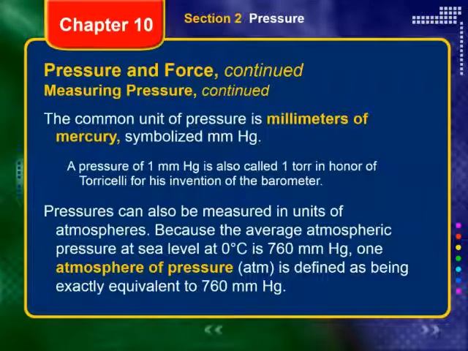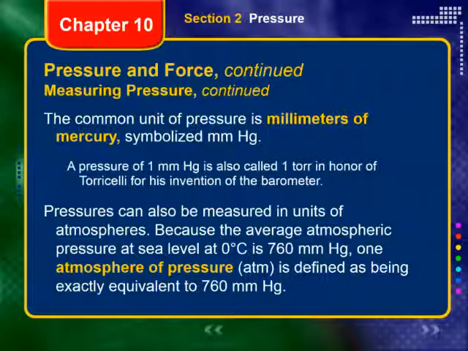So the common unit of pressure is millimeters of mercury, which is symbolized by mmHg. Also, you may hear this, and we'll probably do some conversions using these units. A pressure of 1 millimeter of mercury is also called 1 torr, in honor of Torricelli for his invention of the barometer. Again, that's one of those big honors to have your name remembered with a lowercase letter. So 1 torr is the same thing as 1 millimeter of mercury. Just remember that as we go forward.